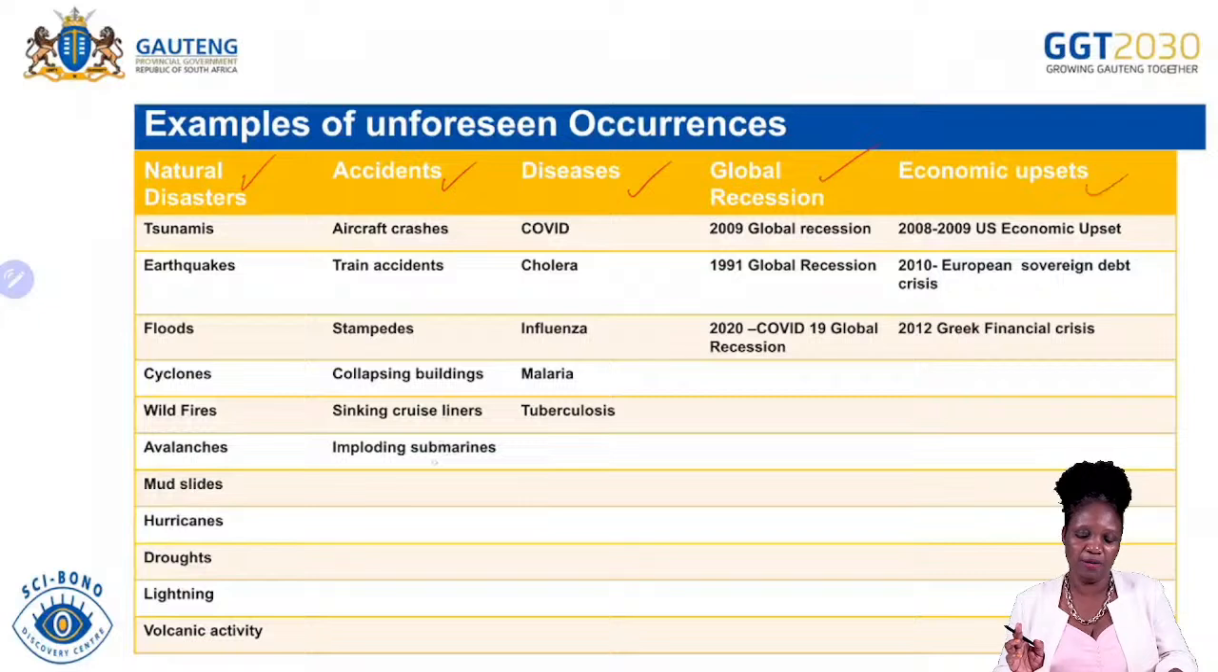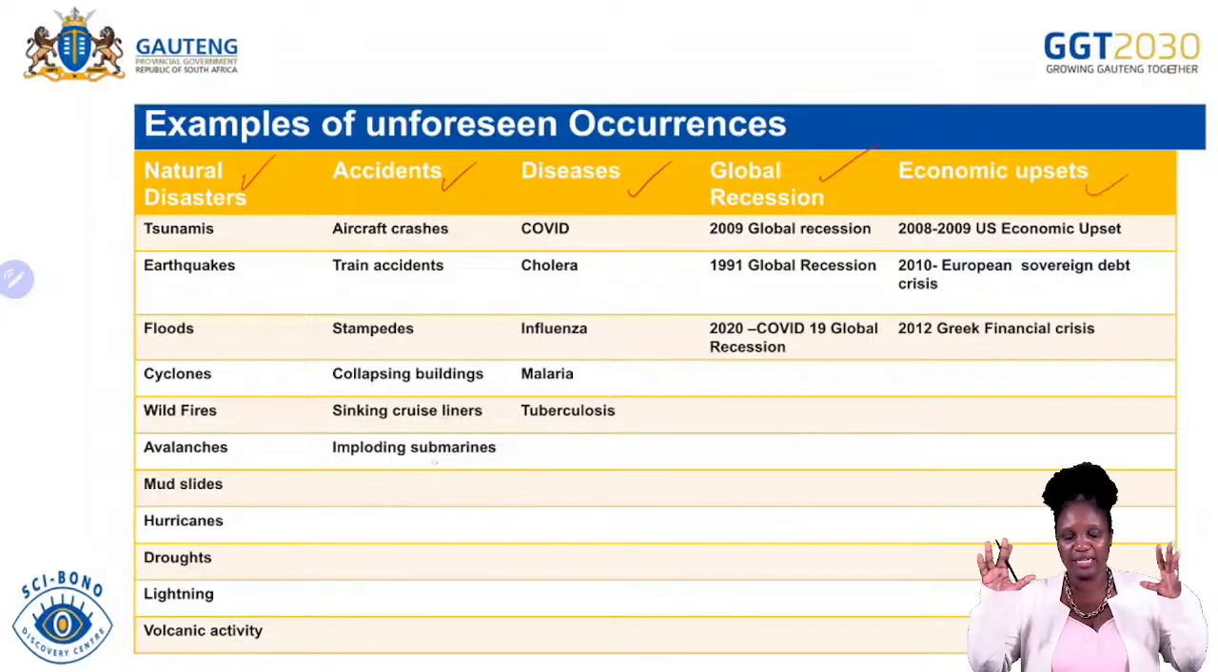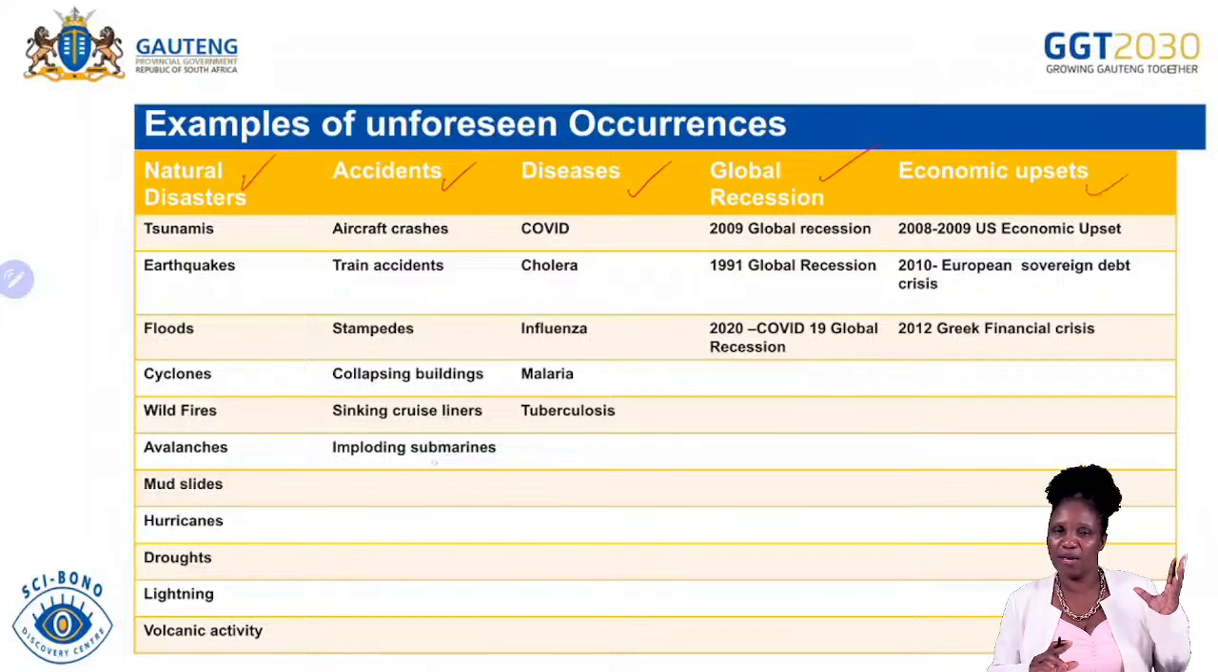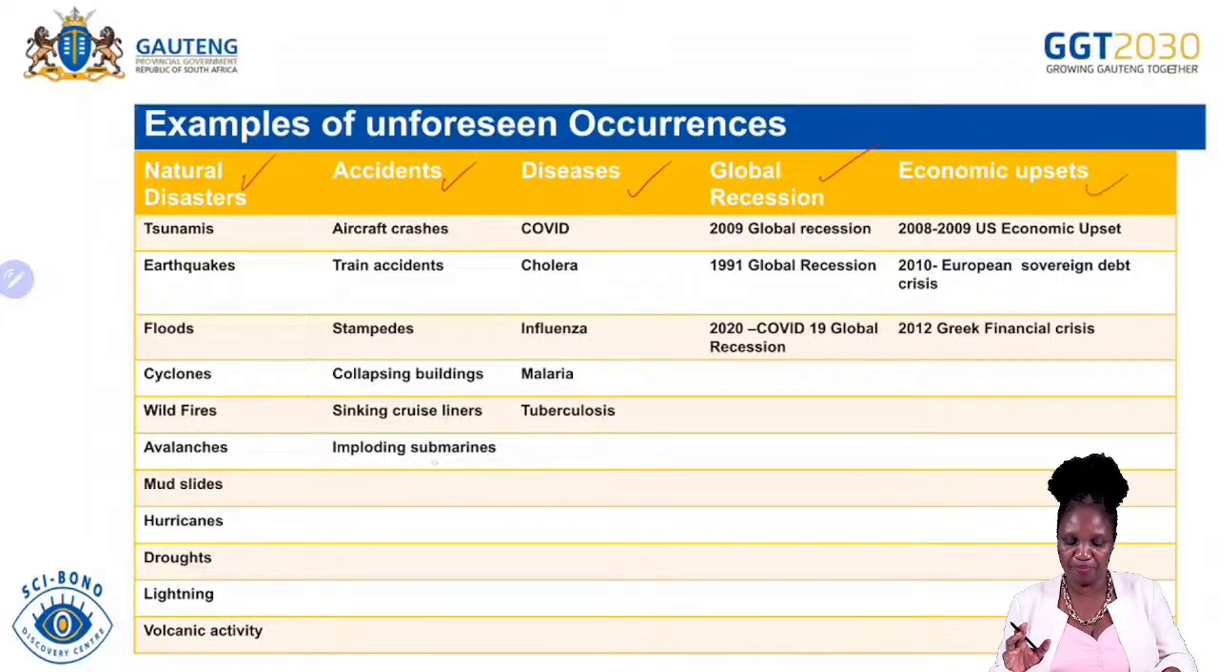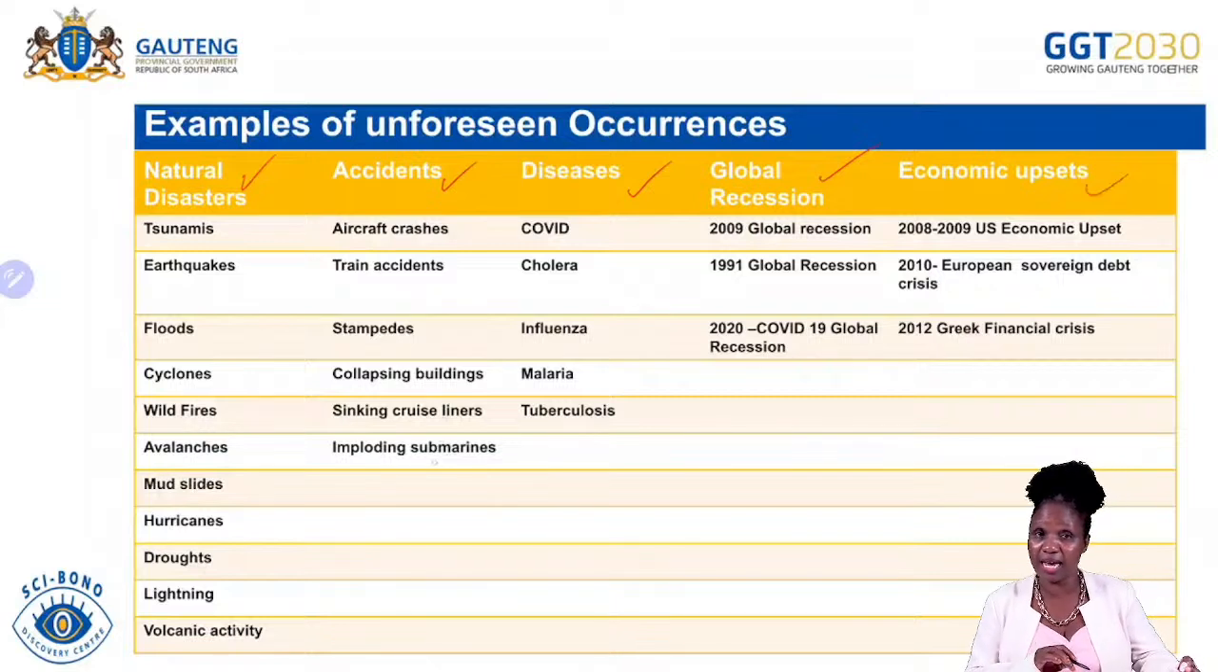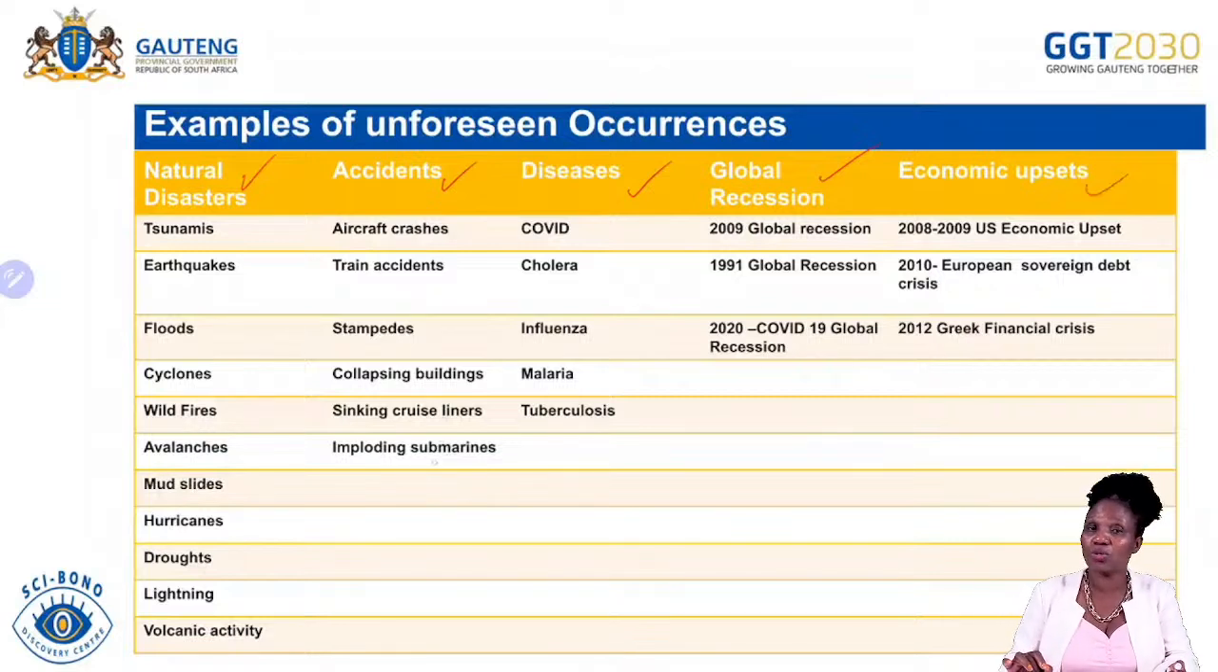All right. COVID-19, it affected the whole world. Then cholera, remember what is happening now in Zambia. People are dying because of cholera. And then we've got global recession: 2009 global recession, 1991 global recession, 2020 COVID-19 global recession.